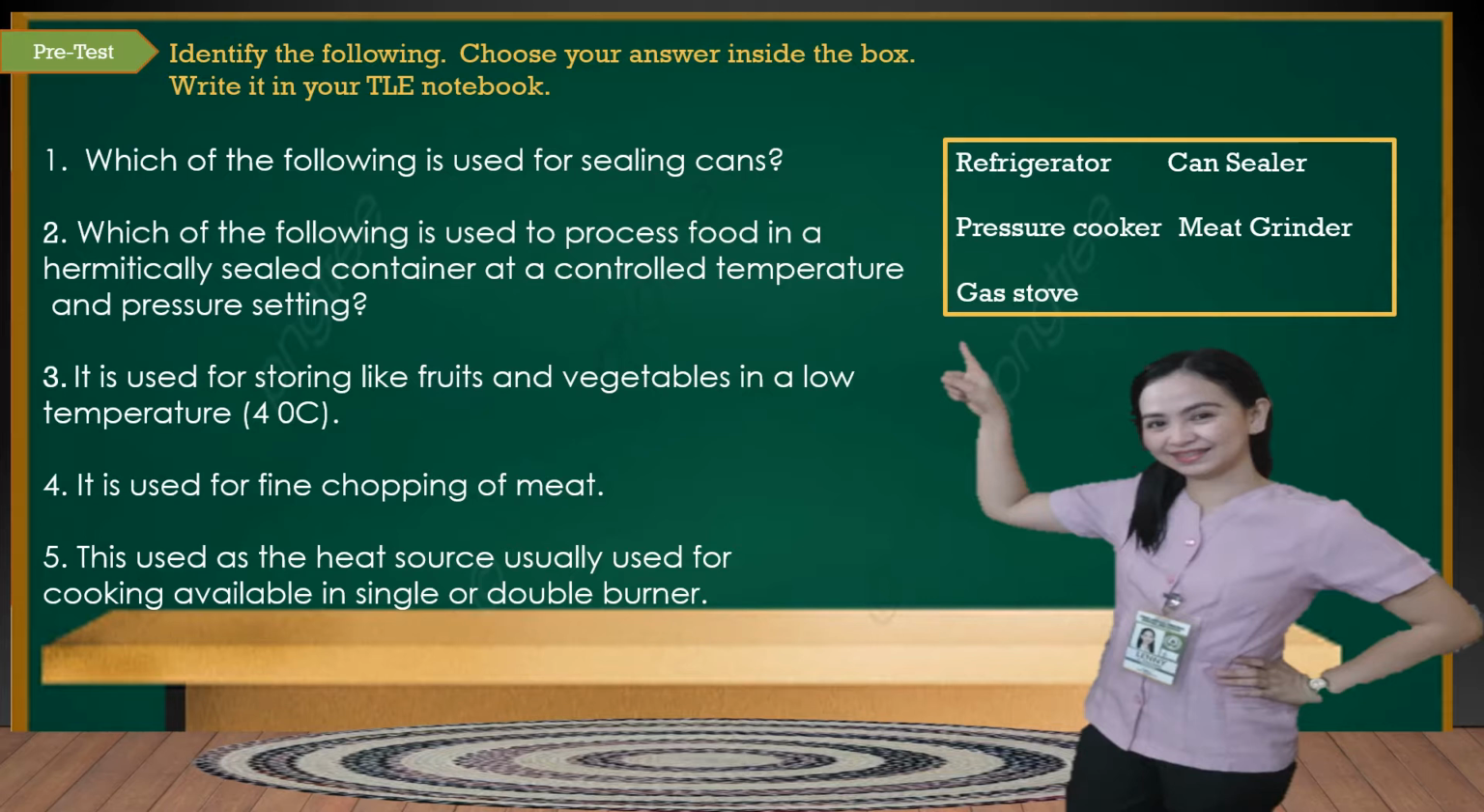Okay, are you done? Let's check your answers. Number 1, the answer is can sealer. Number 2, pressure cooker. Number 3 is refrigerator. And number 4 is meat grinder. Lastly, number 5 is gas stove. Don't worry, class. It is only a preliminary test and it is not recorded. Let's move on.